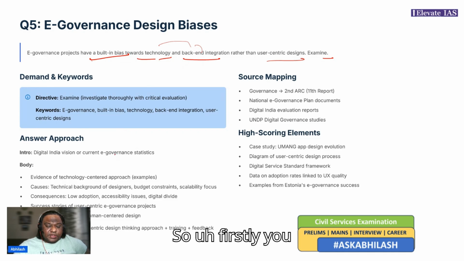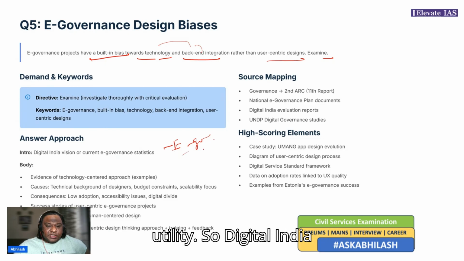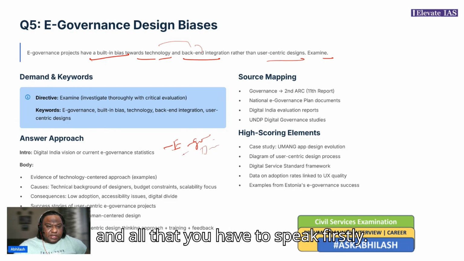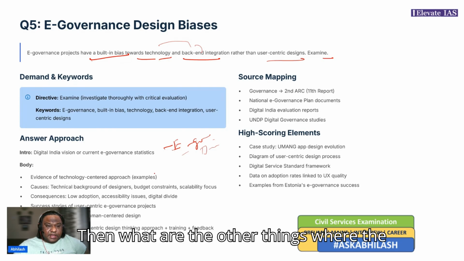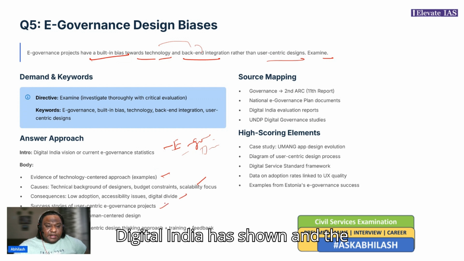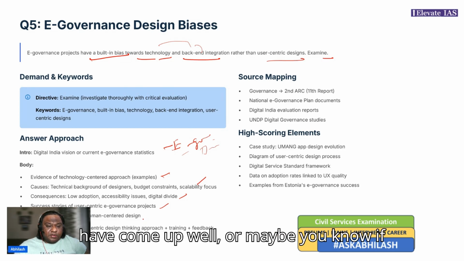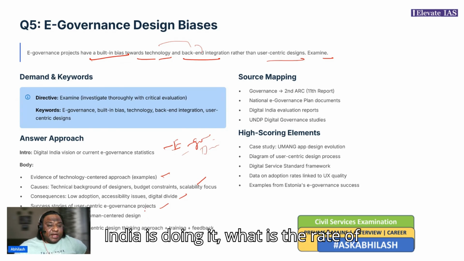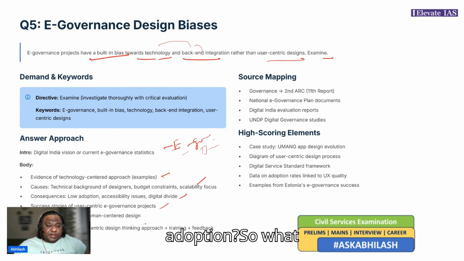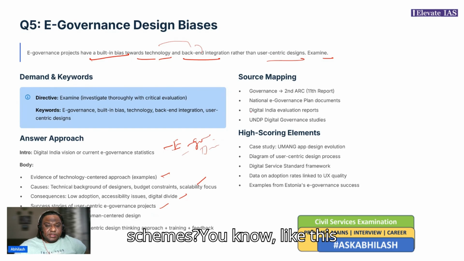So firstly, you have to talk about what e-governance is, where it is coming from, and what is its utility. So vision, Digital India, and all that you have to speak. Then what else Digital India has shown, the consequences of the digital divide and low adoption, and what other countries where things have come up well, or if India is doing it, what is the rate of adoption?